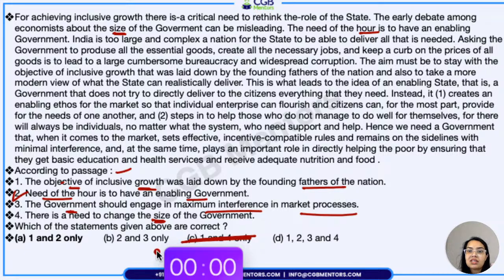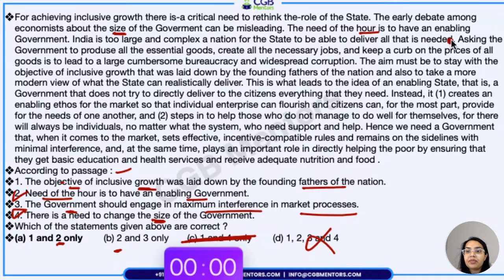Now related to size, it says there is a need to change the size, but here it says that the debate among economists about the size can be misleading. The size one is misleading, right? So here the fourth is out. If the fourth is out, this option is out. Two is the same in both, which we have already seen.